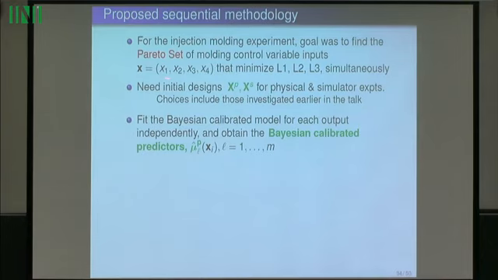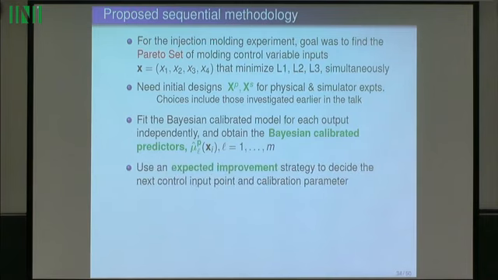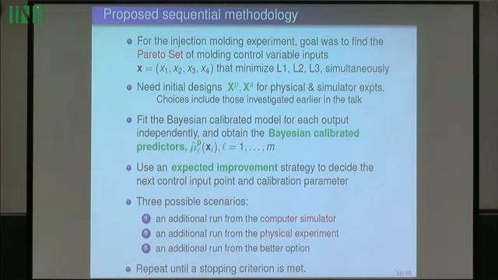We fit the Bayesian calibrated model, get the Bayesian calibrated predictors, which I mentioned earlier. And then we want to use an expected improvement strategy to decide what the next point is going to be. And if this is going to be an observation from the simulator, we also need the next calibration parameter setting. So I can pick from the simulator, I can pick from the physical, I can try to do some calculation to decide which option is better. Today I'm just going to talk about the next observations coming from the computer simulator. The physical, I've got 19 observations, that's all I'm going to have.